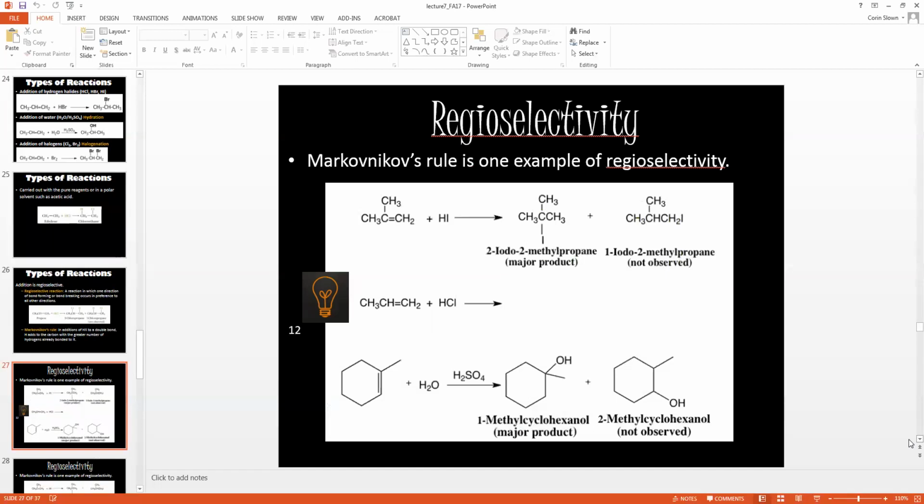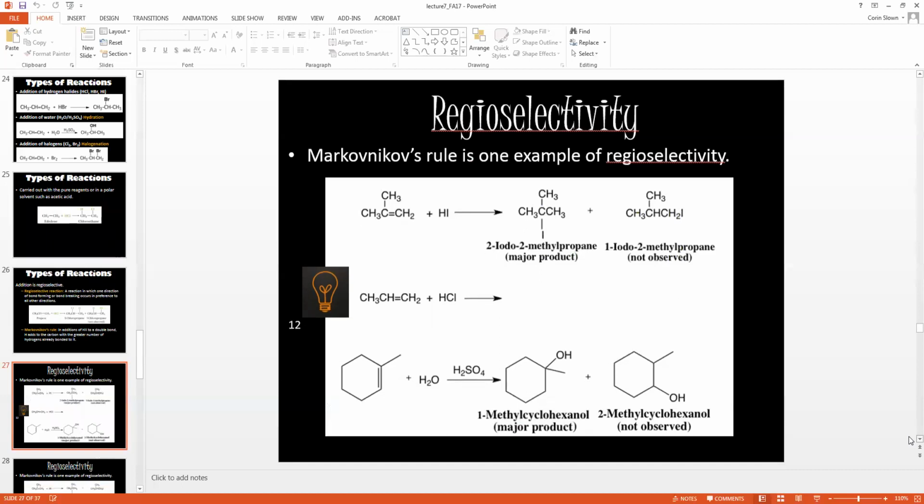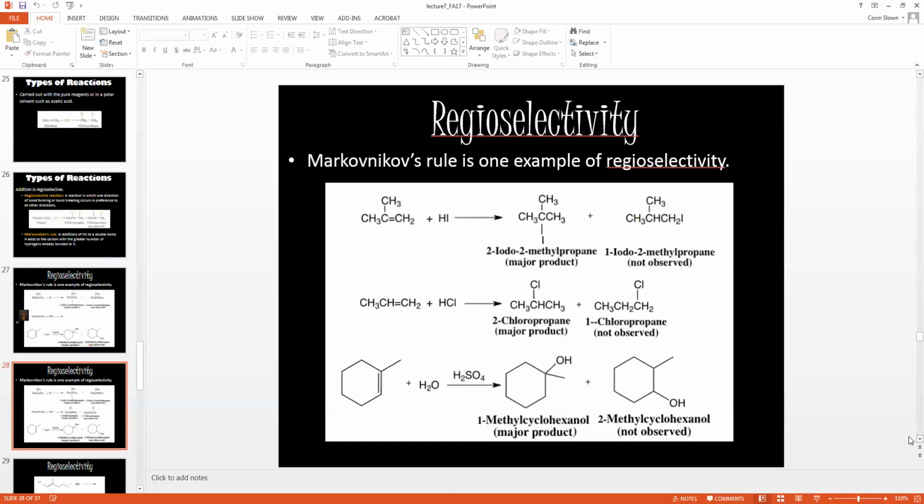Likewise, if I look at the example at the bottom of the page, this is the addition of water and H2SO4. So H2SO4 in this case acts like that proton that's being donated. Why is it that I only see 1-methylcyclohexanol and not 2-methylcyclohexanol? Why is that? And if you take a look at that third reaction, can you predict what the major product would be?